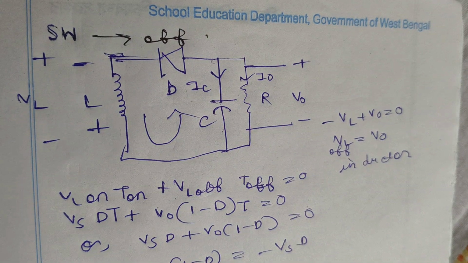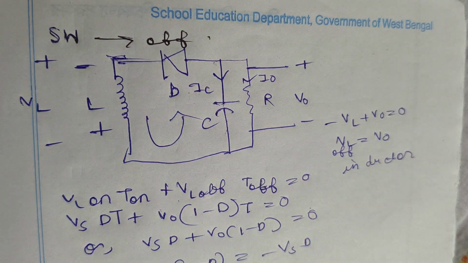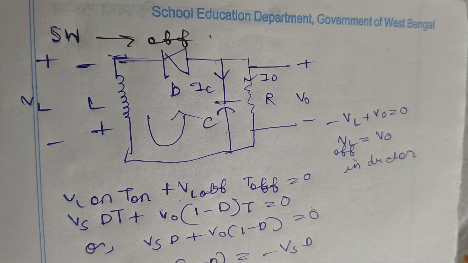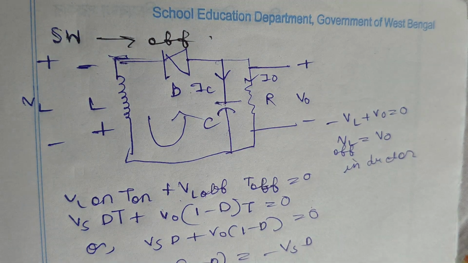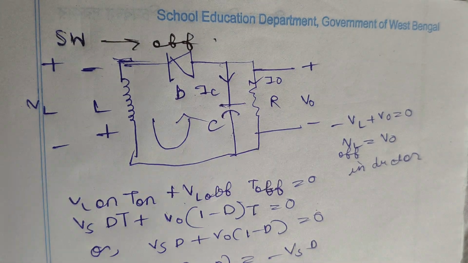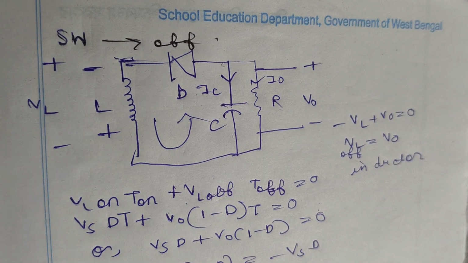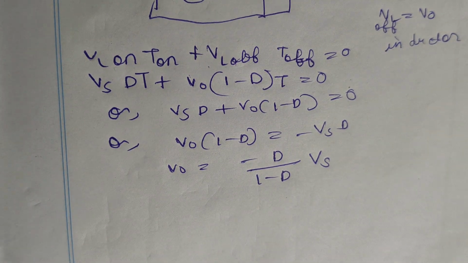That is the convention that is followed in this circuit. That is why the voltage is becoming negative. If you take this one positive and this one negative, then the output voltage will be positive. But we are reversing the voltage polarity, so the output voltage will be negative. So V0 is this much.